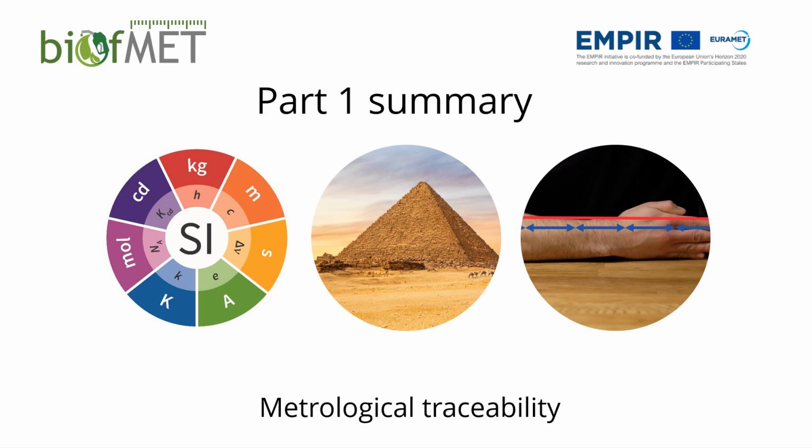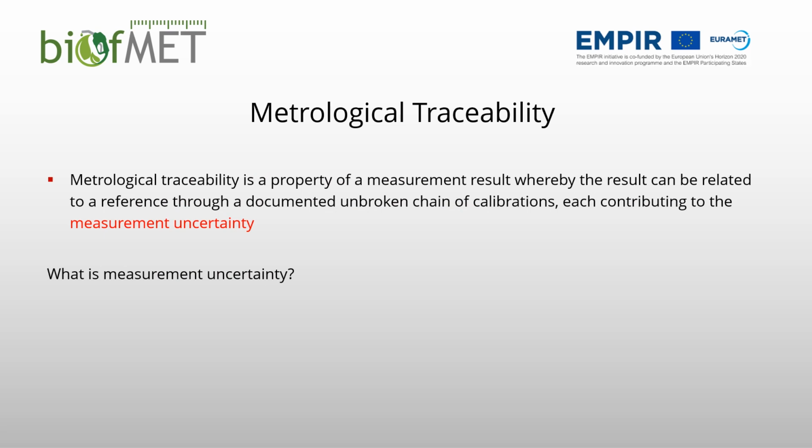In part 1, the concept of metrological traceability was introduced in a historical perspective. You heard how measurement units are defined and realized in practical measure, and how systematic calibration is used in order to control the quality of measurements. We learned that metrological traceability is a property of a measurement result, whereby the result can be related to a reference through a documented unbroken chain of calibrations, each contributing to the measurement uncertainty. Now I will continue to explain the concept of measurement uncertainty, why we need it, and why it is necessary to know in order to make decisions based on measurements.